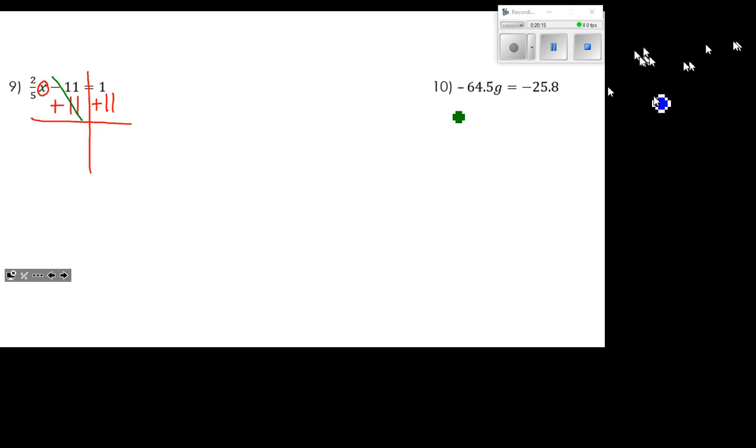And now I'm going to bring down the 2/5 x that's left. And I know 1 plus 11 is 12. Now I'm going to multiply both sides by the reciprocal to get rid of this fraction. And so that reciprocal is 5/2. I'm going to do that to both sides.